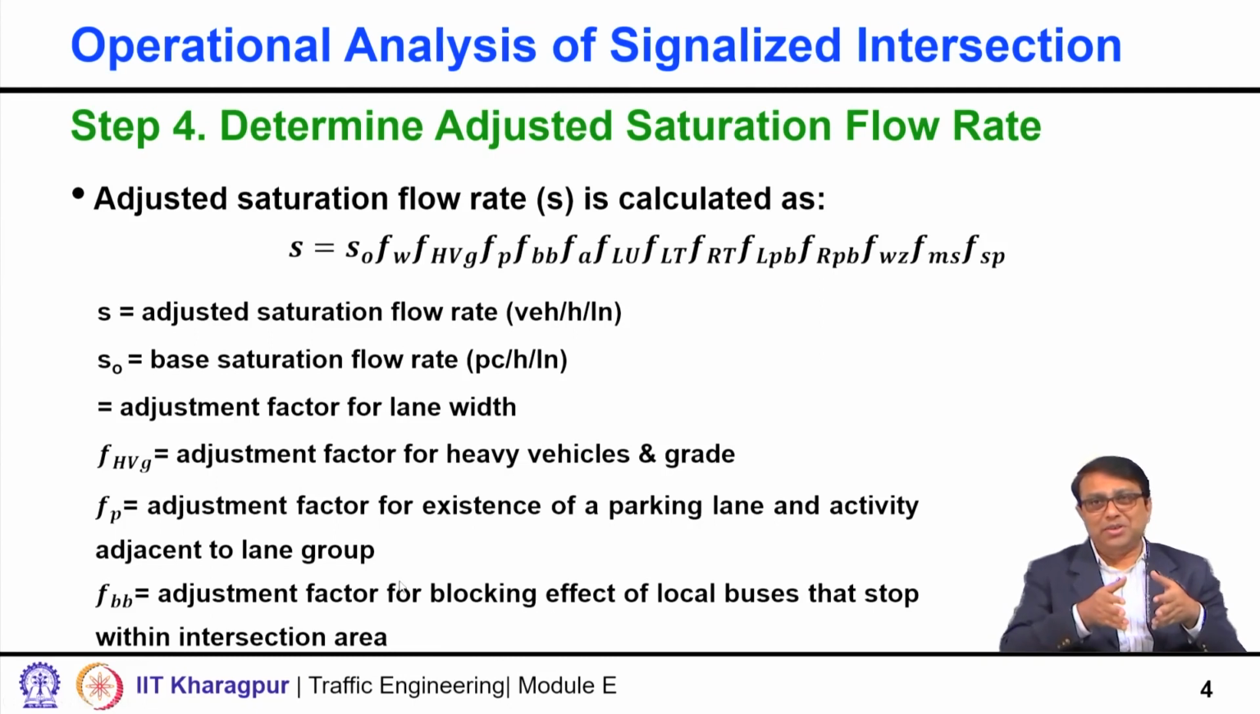If there is parking, obviously the vehicle will go to the parking lot and come out from the parking lot, and that will create some interference to the traffic stream, and therefore it will impact the saturation flow adversely. Similarly, the bus blocking effect of local buses that stop within the intersection area. If the bus is waiting at the bus stop, then for the time the bus is waiting, the lane is not available. So, obviously, the saturation flow rate that we are calculating will get impacted.